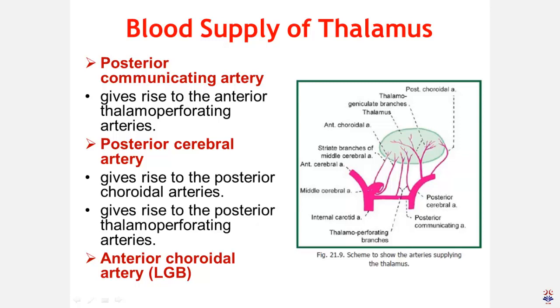Posterior cerebral artery. This is posterior cerebral artery. This gives rise to posterior choroidal arteries. It also gives rise to posterior thalamo-perforating arteries. These are perforating arteries. These are posterior choroidal arteries. These are branches of the posterior cerebral artery. And anterior choroidal arteries. This is anterior choroidal arteries.